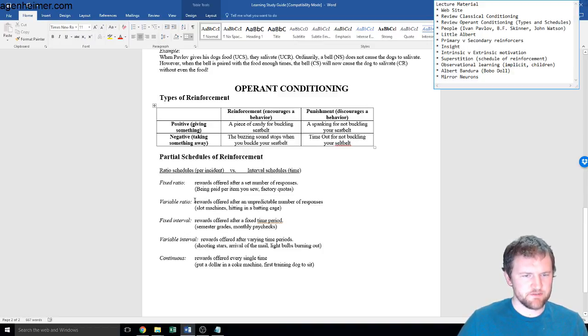And then the schedules of reinforcement. So if you reinforce every single time, it's going to be continuous. If you don't reinforce every single time, it's going to be one of these 4. So it will either be fixed or variable. Fixed means you know when it's going to happen. Variable means it's random or you don't know. And then it will also either be ratio or interval. Interval is based on time. And ratio is you get a chance to be rewarded every time something happens. So let's see. Monthly paychecks, you know exactly when they're going to happen based on time, interval.